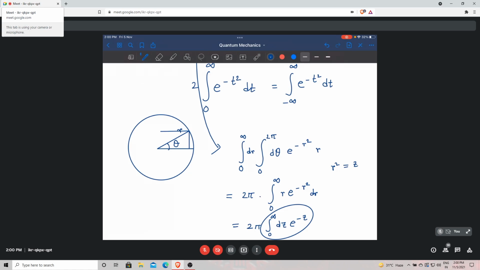So this value is nothing but... One thing should come: a half factor should come outside. Yes, half, because just the moment I write dr r square to be dz, differentiating both sides, 2r dr is equal to dz. This 2 must appear in this thing.